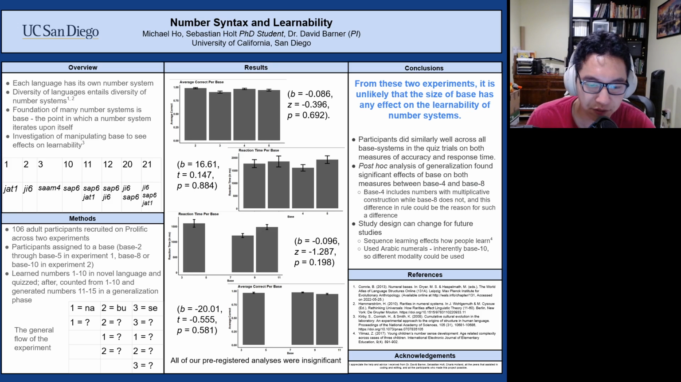Ultimately, seeing the significant results between base 4 and base 8 justifies more investigation into this, perhaps using different rules as a condition rather than bases.